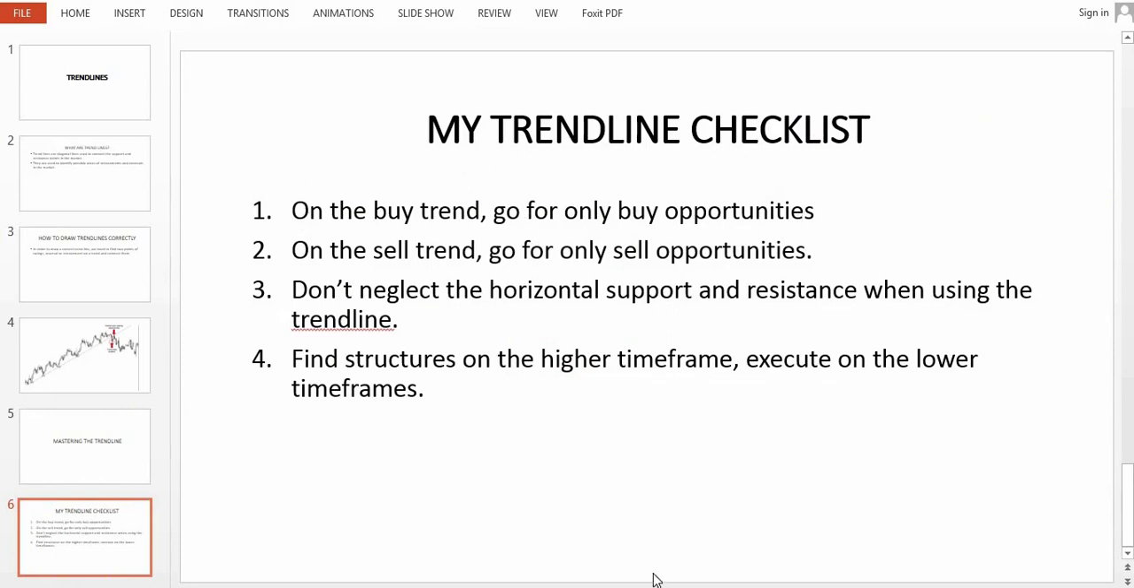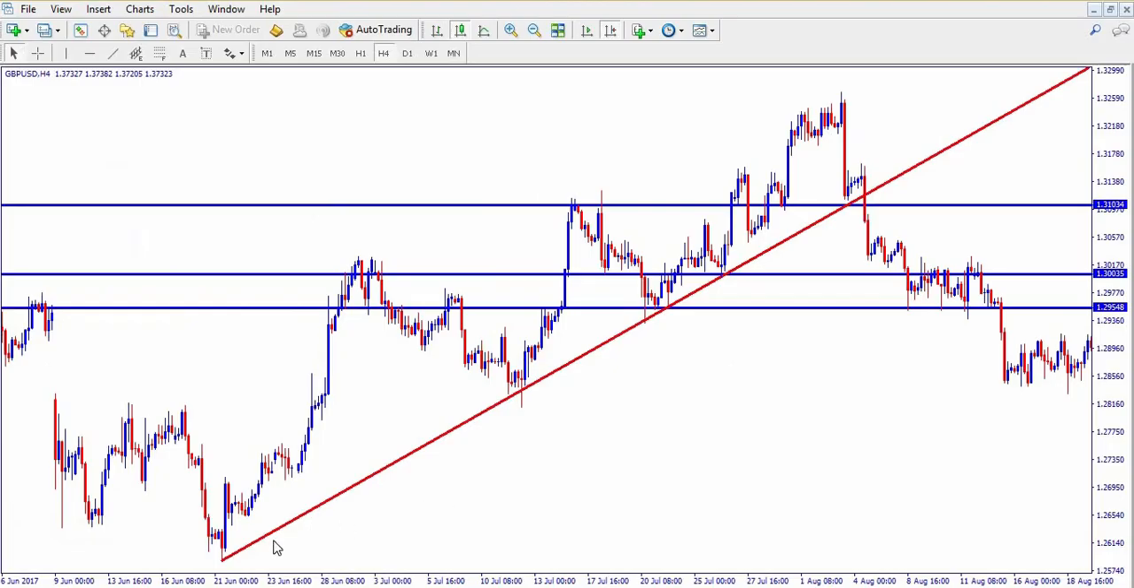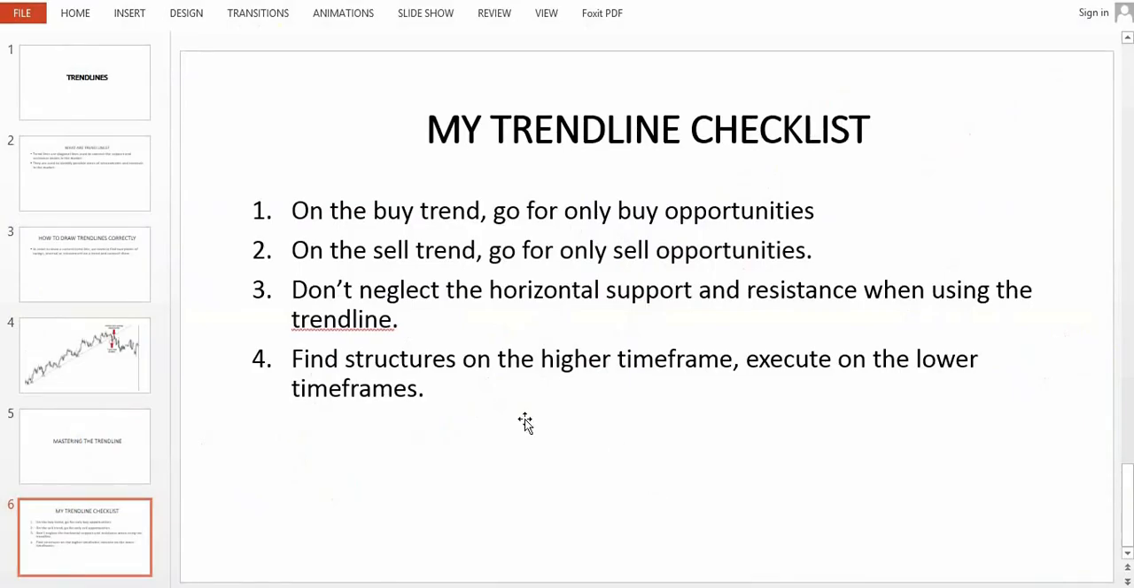Let's go back to the chart. This is a buy trend. I look for only buy opportunities to join the buy. I don't go for these pullbacks. It could be deceptive. I don't go for them. They could be deceptive. Now, number two, on the sell trend, I go for only sell opportunities.